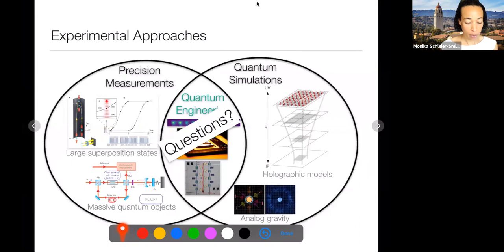We gave a very brief overview of what's going on in analog gravity, acoustic analogs of Hawking radiation, for example. And then we touched on precision measurements. Can you really directly probe gravity and quantum mechanics in a regime where they both matter, just by exquisite control over massive objects and high precision? So with that, I will stop and take questions.